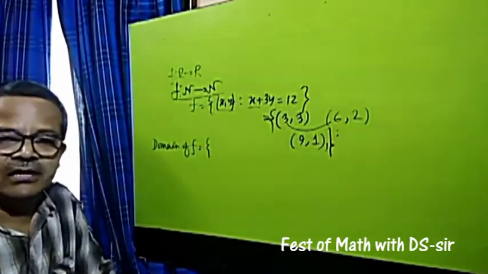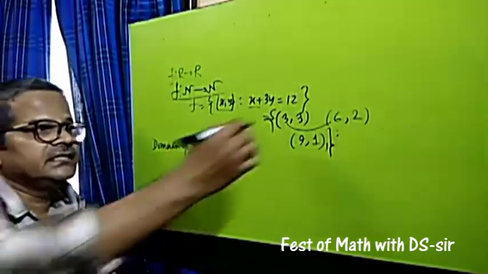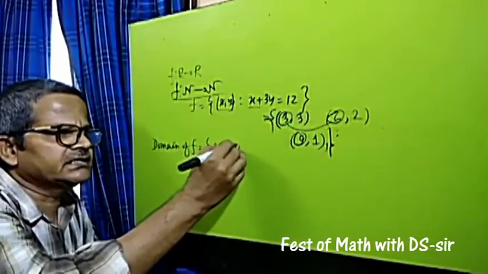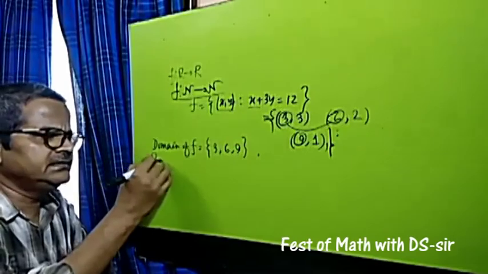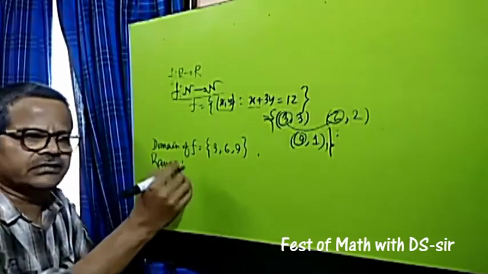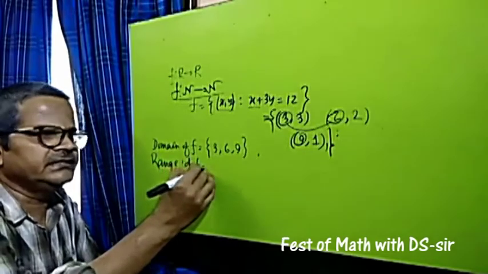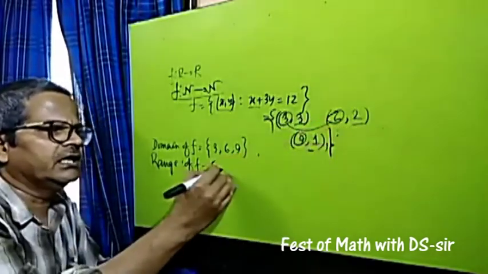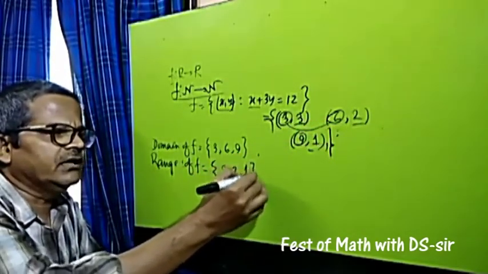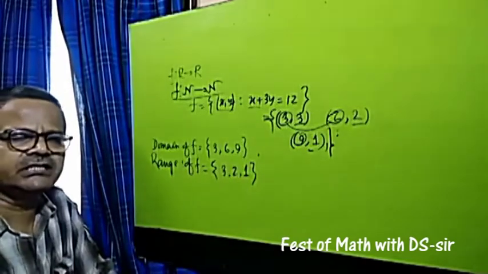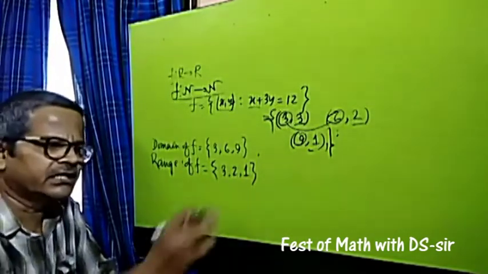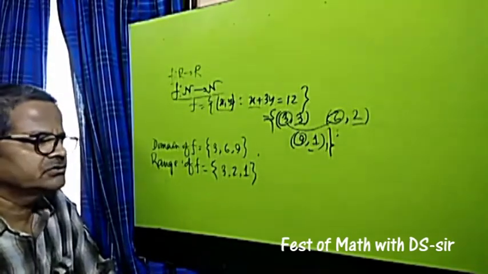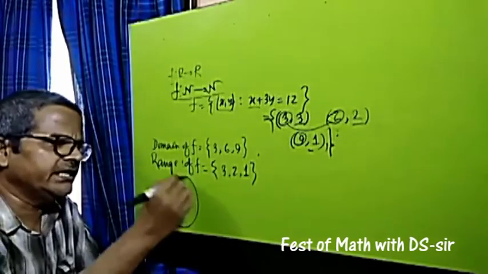Domain means set of pre-images. These are called pre-images. So, the set will contain 3, 6 and 9 only. And range, I told that range of f is the set of images. So images are 3, 2 and 1. You can write it in any order, but you have to write 3, 2 and 1. Order is not important. So this is range.